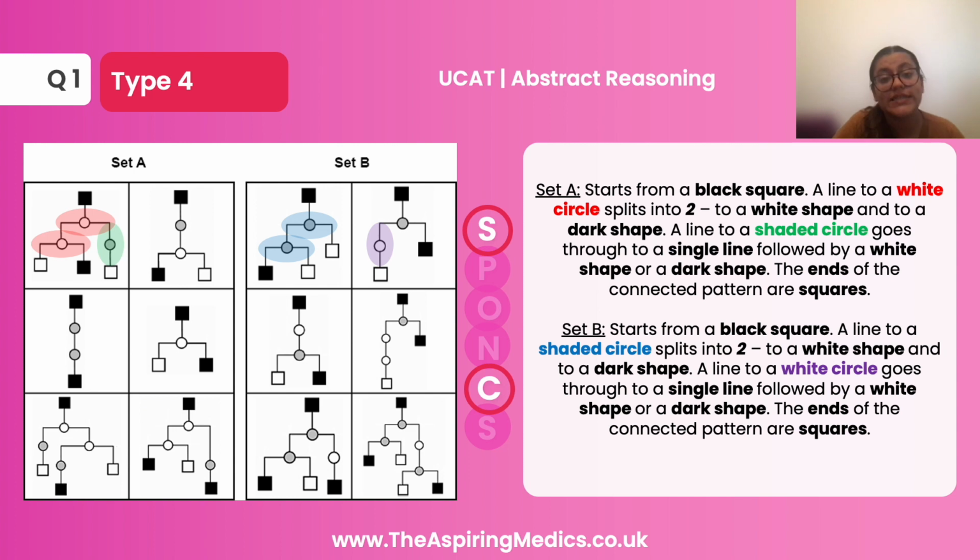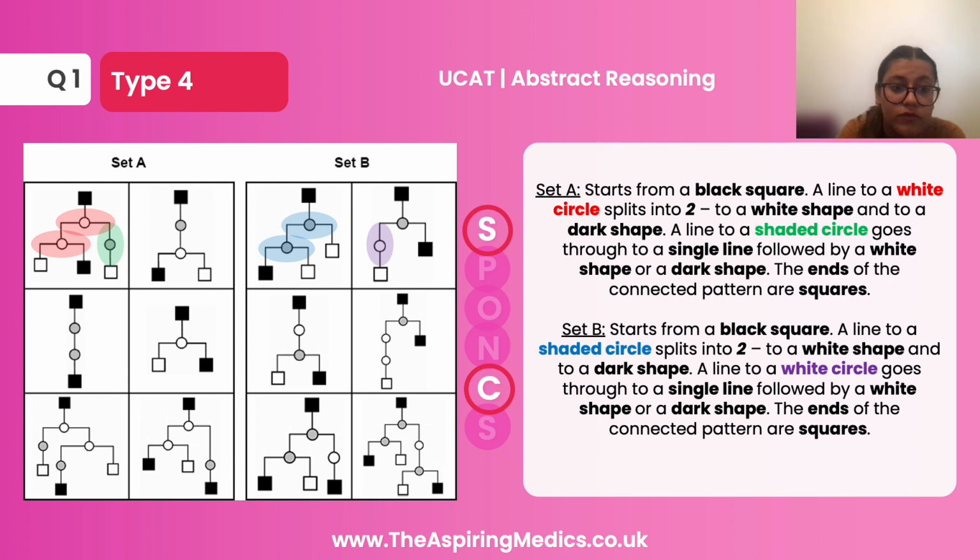A line to a shaded circle goes through to a single line, which is followed by a white shape or dark shape, and the ends of the connected patterns are always squares. And in set B, again, you start with a black square, and then there's a line to a shaded circle which will split into 2. Again, a white shape and a dark shape. A line to a white circle will go through to a single line and then it'll be followed by either a white shape or a dark shape, and again the ends are always squares.